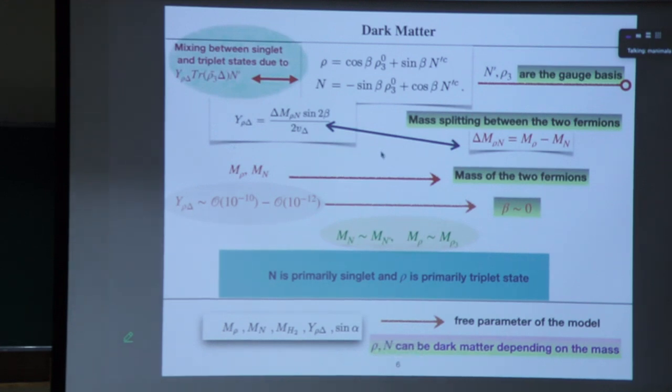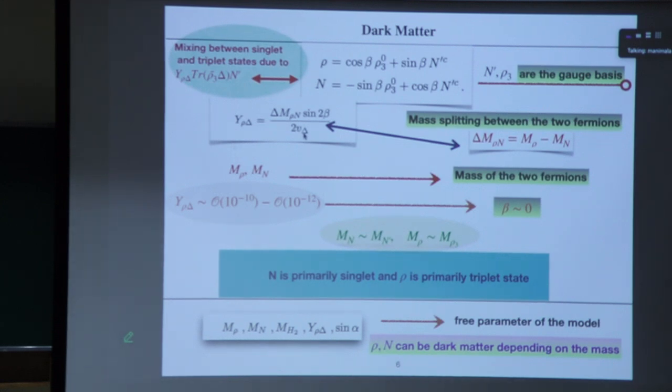Now in the dark matter part, the third component, rho 3, which has an electromagnetically neutral part, mixes with n prime with this mixing parameter beta. It gives two eigenstates, rho and n. Remember that rho 3 and n prime interact with the SU(2) triplet Higgs field delta with the interaction coupling y rho delta. One can express y rho delta in terms of the mass splitting of the rho and n fields times sine 2 beta, divided by 2 v delta.